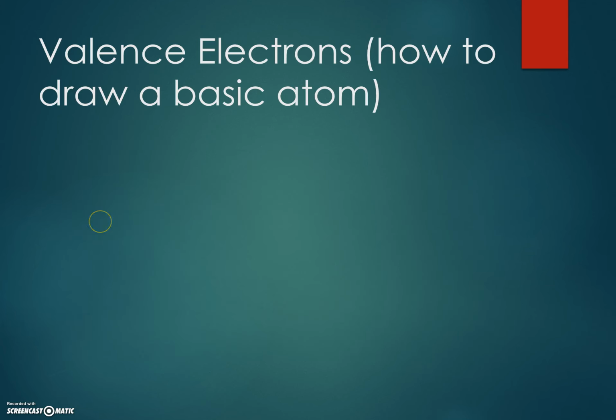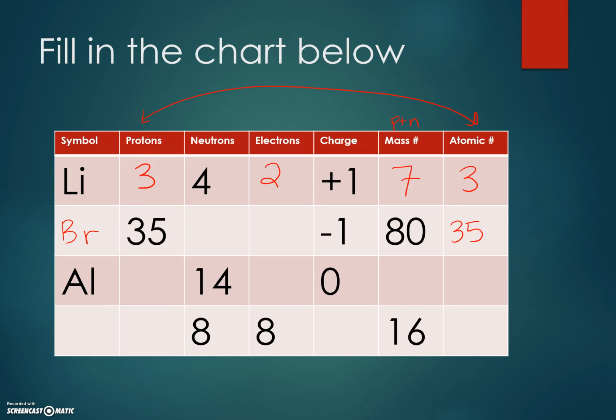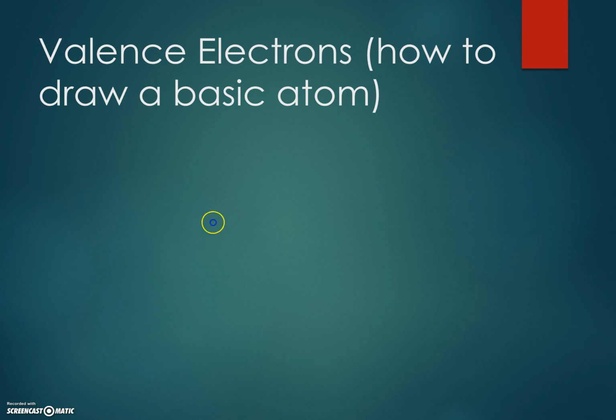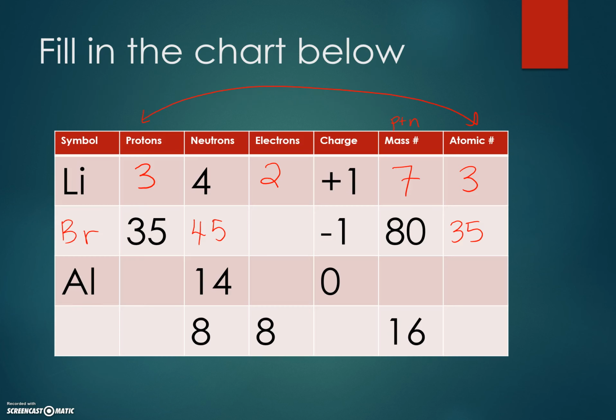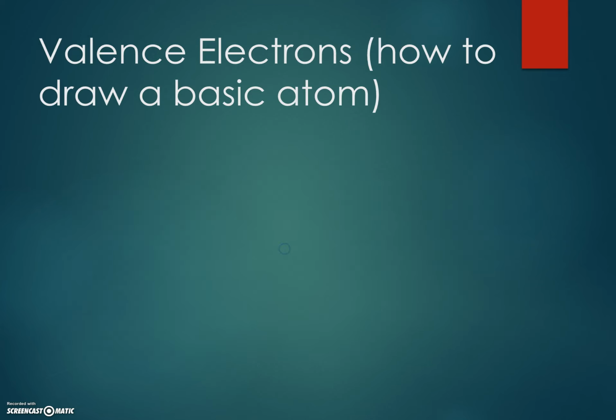I don't know why it keeps switching like that. I thought I had fixed it. And so my neutrons are 80 minus 35, which would give me 45. Now in this case, my charge is minus 1, which means I have more electrons than I have protons. I have 35 protons, which means I must have 36 electrons.